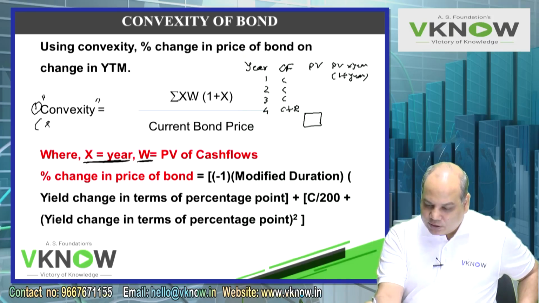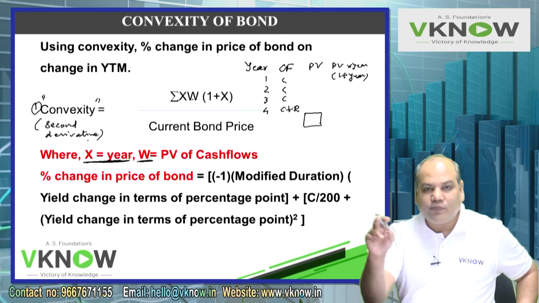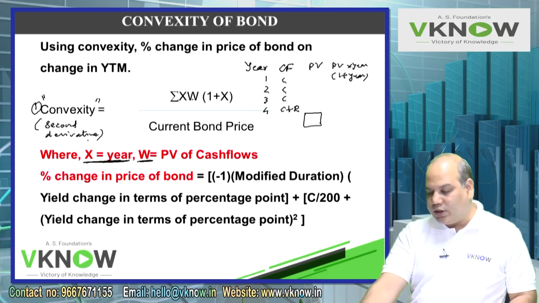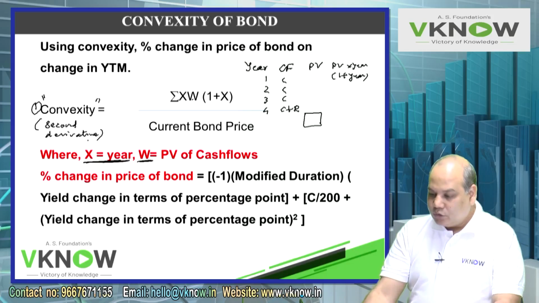Convexity is the second derivative, the second order derivative. But we are not going to enter into that. Duration is the first order derivative. Convexity is the second order derivative. So it becomes a little more complicated.